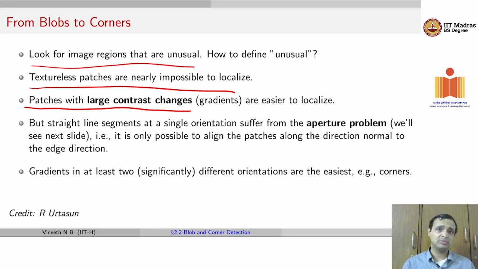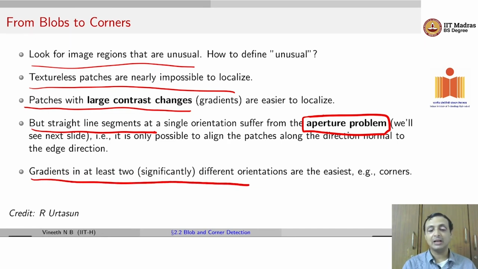But we are ideally looking for some patches or regions in the image which have large contrast changes, such as gradients. But the problem with edges is that edges suffer from what is known as the aperture problem. We'll see a visual illustration on the next slide. While edges are good, unique aspects of a particular image, they do suffer from a problem, which we'll talk about on the next slide. So what we ideally are looking for are regions of the image, or what we're going to call corners, where gradients in at least two different directions are significant.